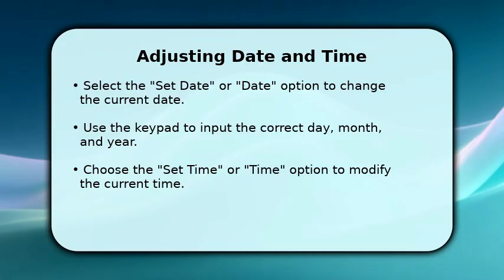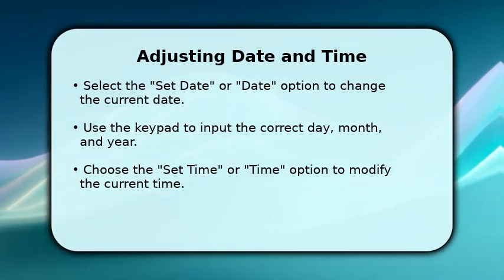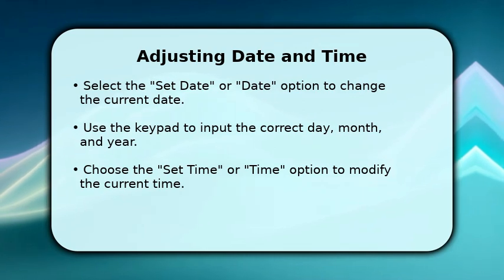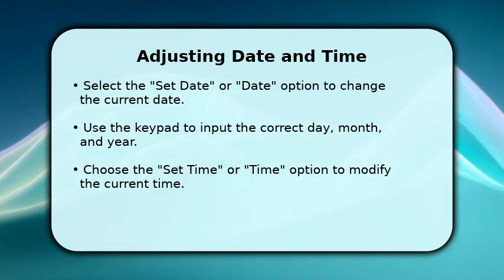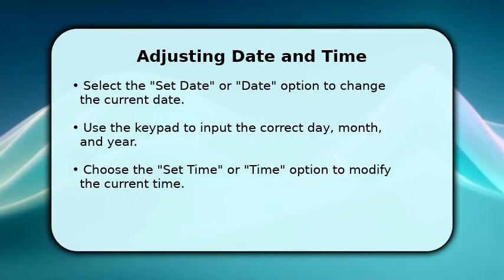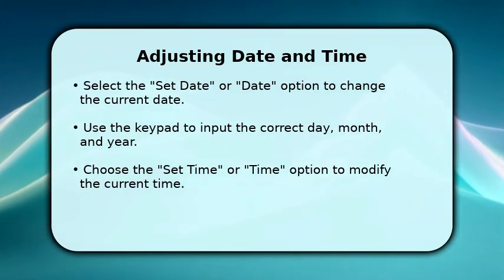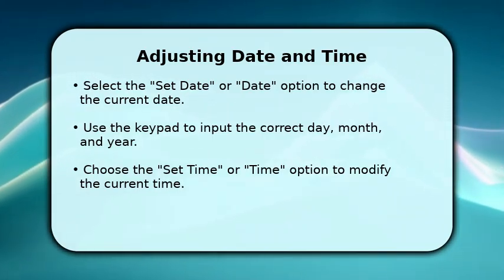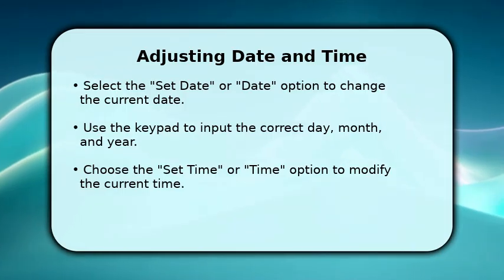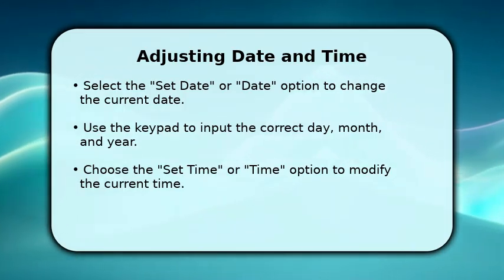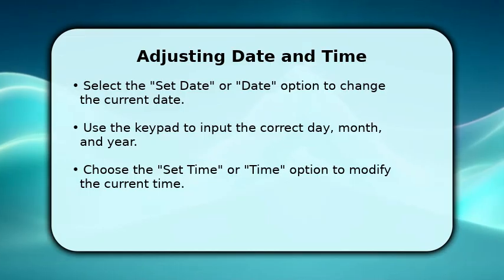Now that you're in the Date and Time settings, you can begin making adjustments. Select the Set Date option and use your keypad to input the correct day, month, and year. After setting the date, move to the Set Time option. Here, you'll use the numerical keys to enter the accurate hour and minute. Remember to be precise to ensure your phone displays the correct time.